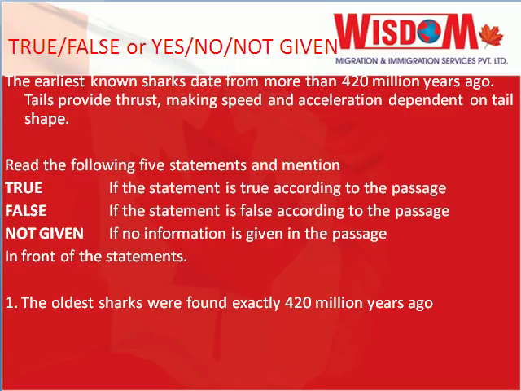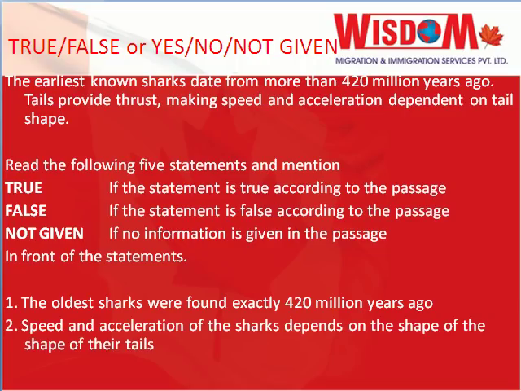Now the text clearly mentions that the earliest known sharks date from more than 420 million years ago. So clearly the first statement is false. The second statement says speed and acceleration of the sharks depends on the shape of their tails. So it is clearly given that tails provide thrust, making speed and acceleration dependent on the shape of the tail. So this statement is true.